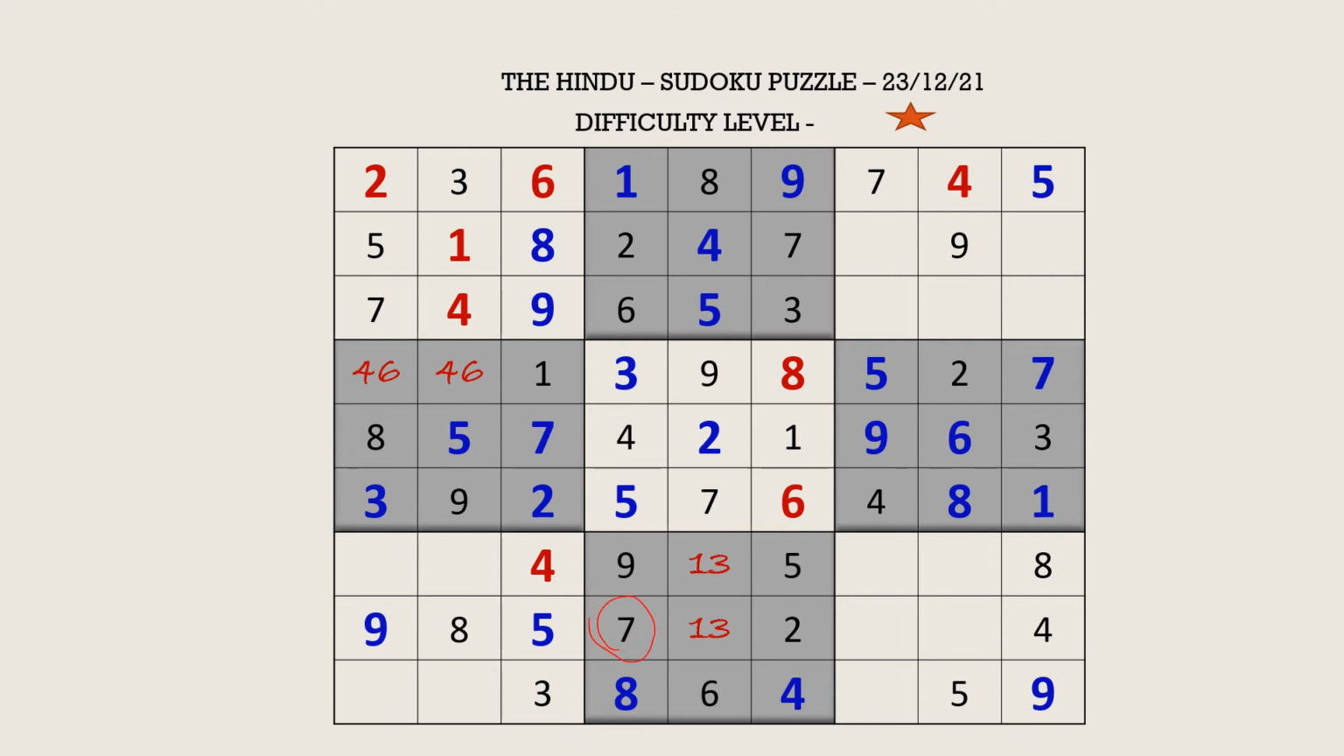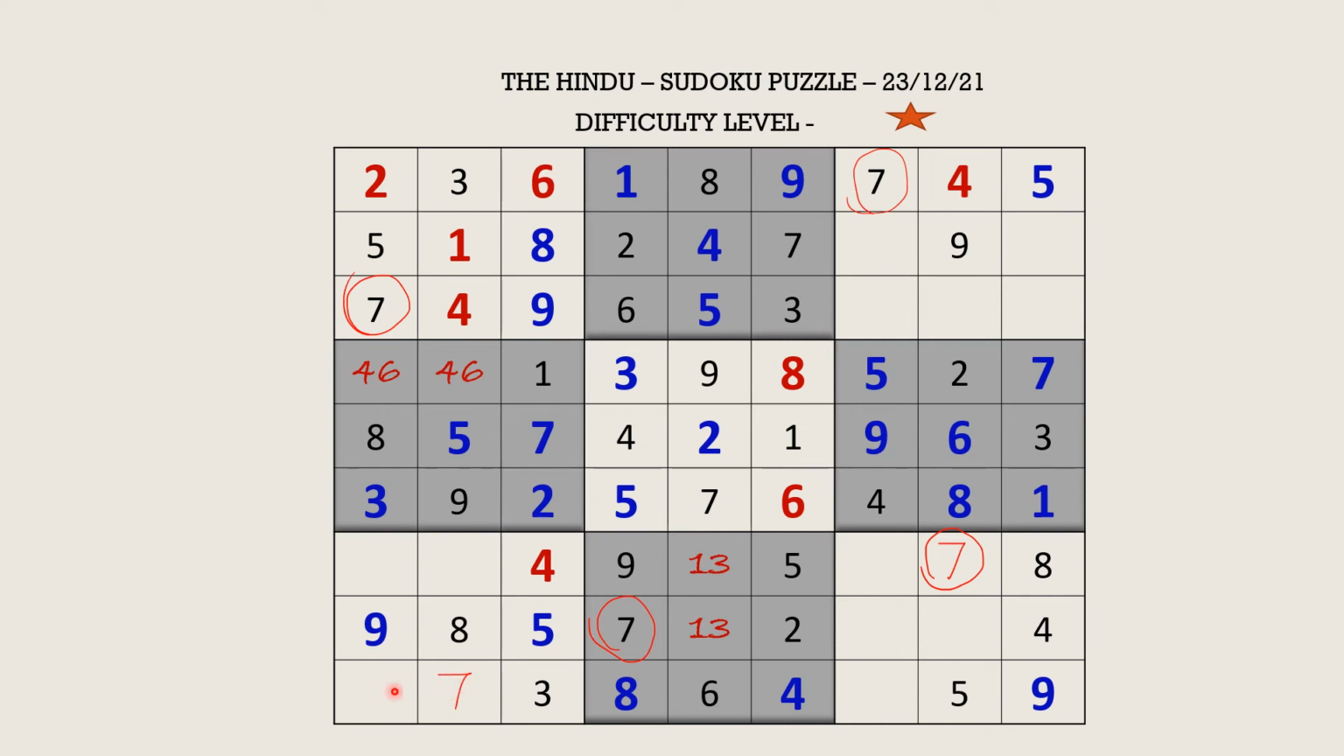This 7 blocks here. This 7 blocks here. So this cell takes 7. This 7 blocks here. And this 7 blocks here. So this cell takes 7.